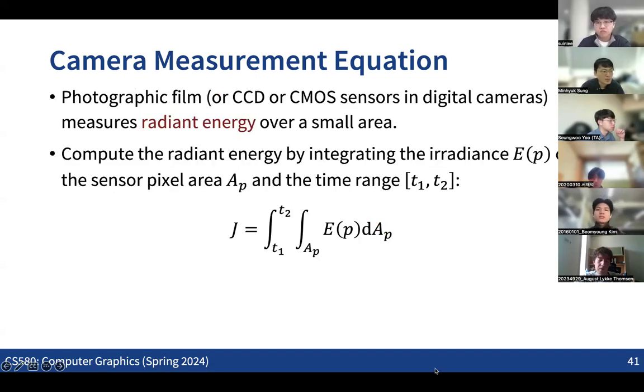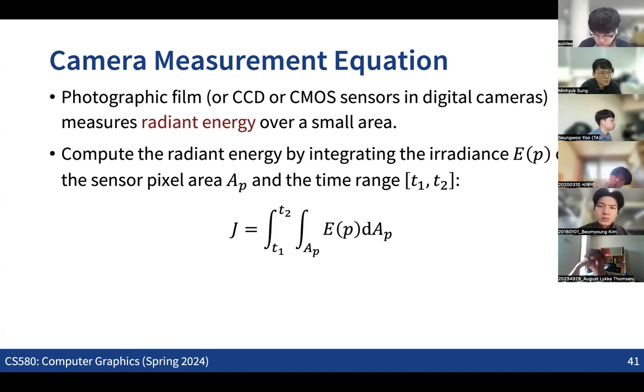But what we exactly measure using photographic film or a CCD or CMOS sensor in a digital camera is the amount of radiant energy over some small area for each pixel. To precisely get this information about the radiant energy, we need to take the integral of the radiance over the sensor pixel area and also the time range, by definition of the radiance. So to get the power information, we need to compute the integral of the radiance over the area, over the surface, and also the time.